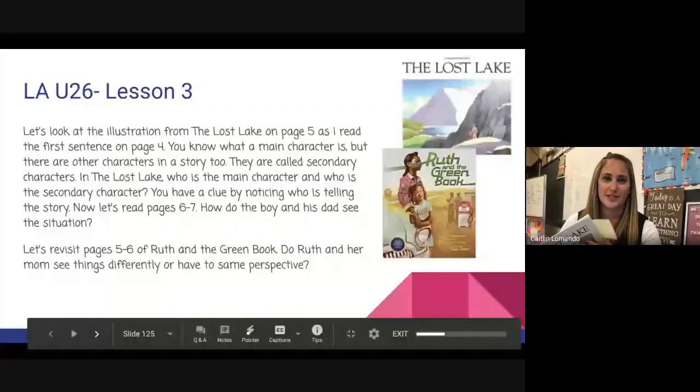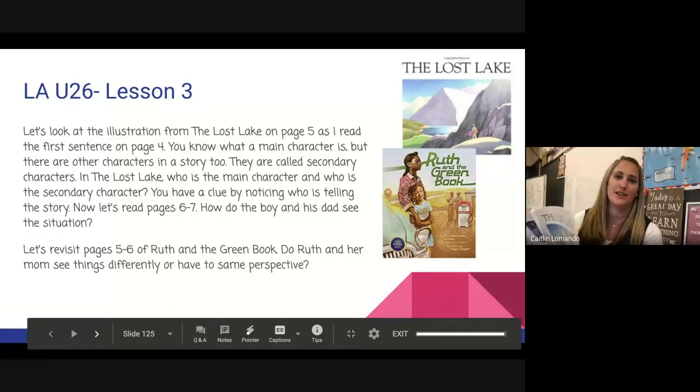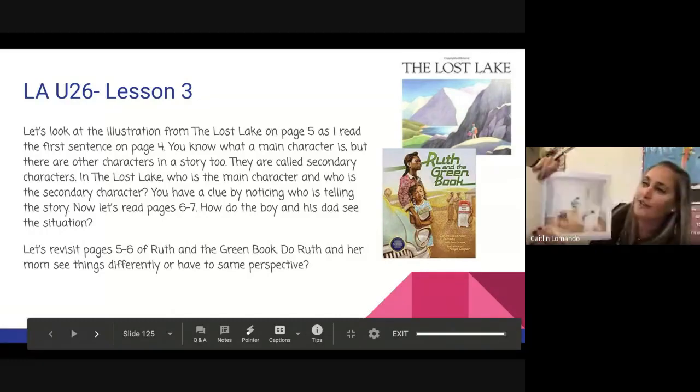First off, I want to revisit a book that we know well, The Lost Lake. You're going to look at page 5 as I read the first sentence on page 4. You know who the main character is, but there are other characters in the story too. They are called secondary characters. In Lost Lake, who is the main character and who is the secondary character? So here is page 4 and 5.